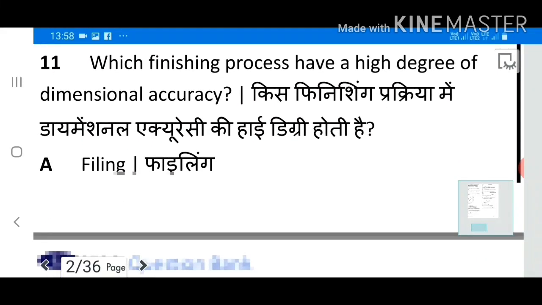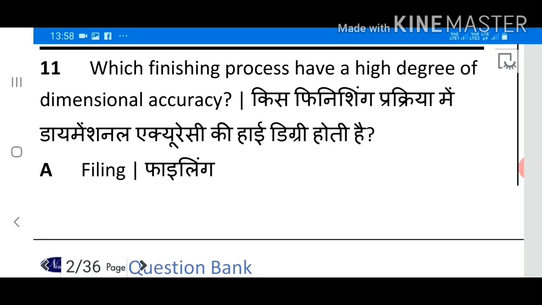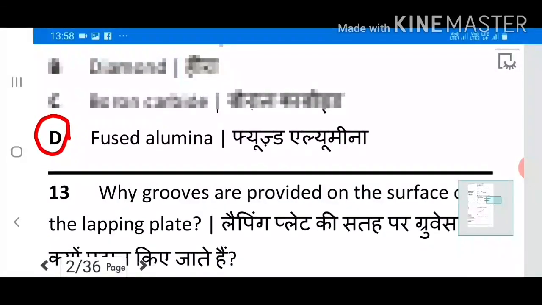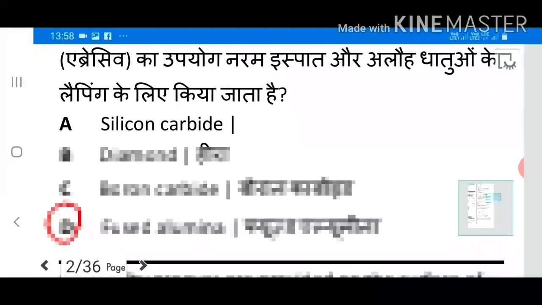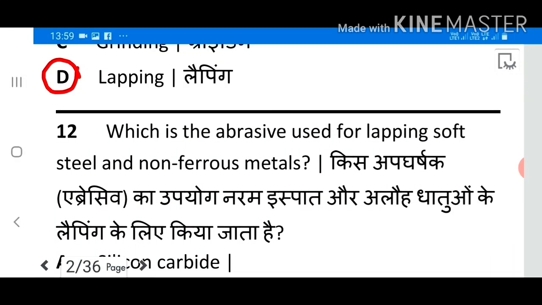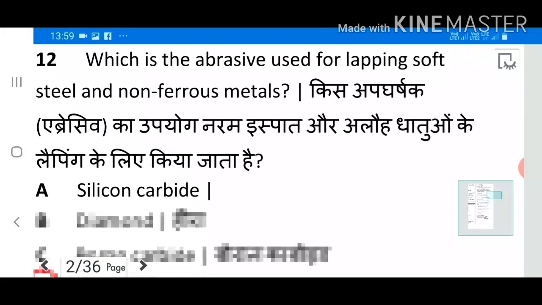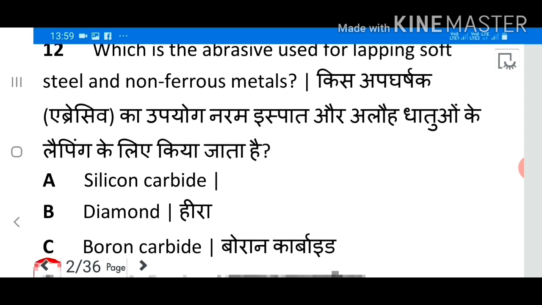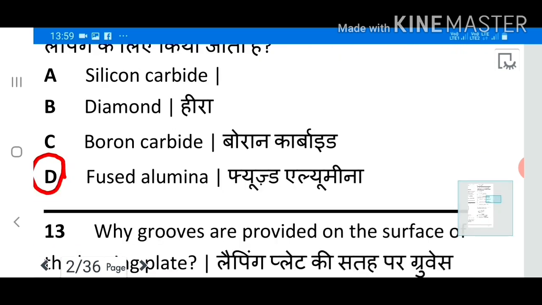11. Which finishing process has a high degree of dimensional accuracy? Answer D. Lapping. 12. Which is the abrasive used for lapping soft steel and non-ferrous metals? Answer D. Fused alumina.